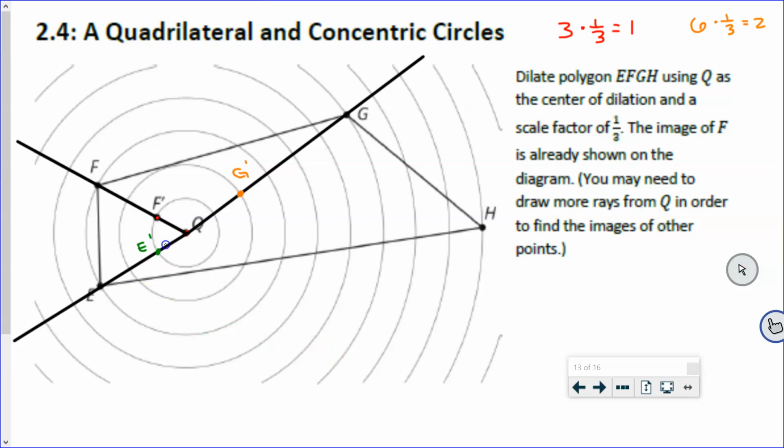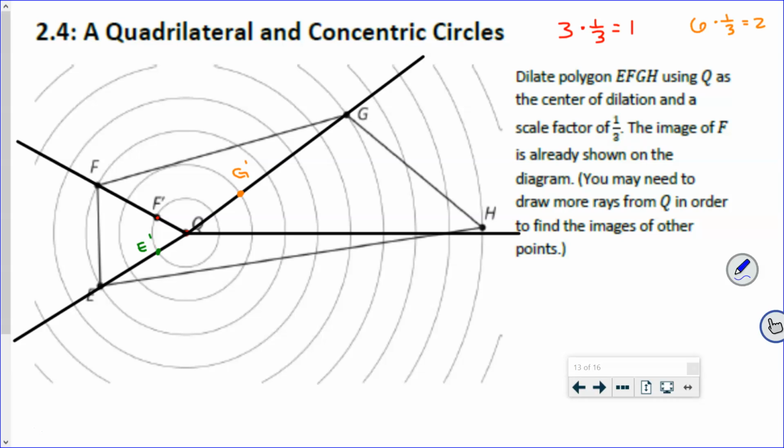And for some reason, every time I've tried to draw this segment that goes from Q to H, it doesn't let me go through H. Do you see that? I'm trying. It just keeps bouncing past it. So you guys will have more success than me because you can actually use your straight edge to get through that point. It's not letting me. So I'm going to have to eyeball it.